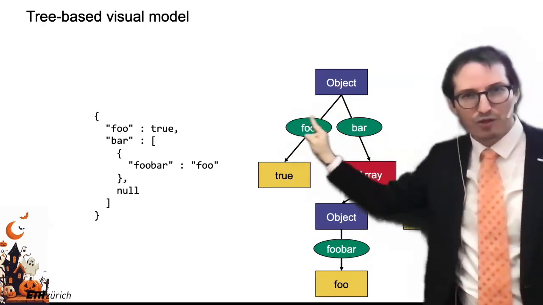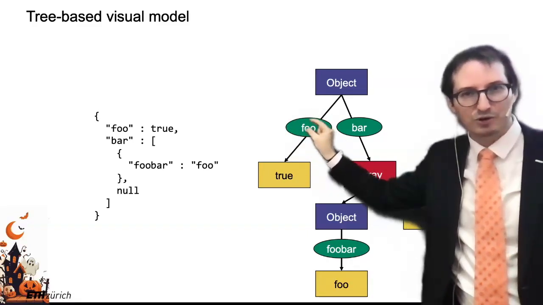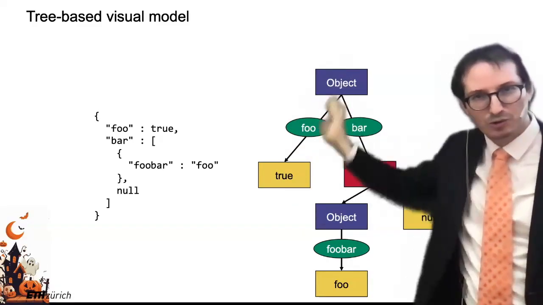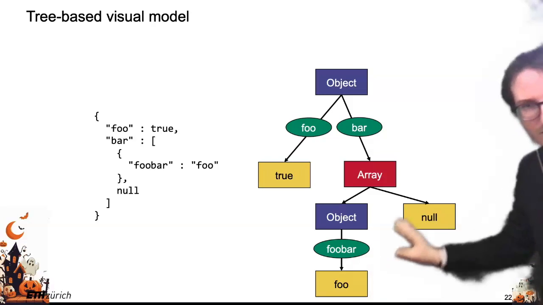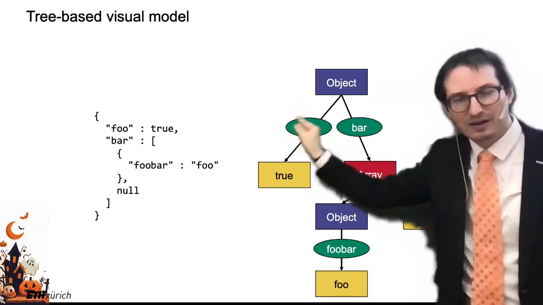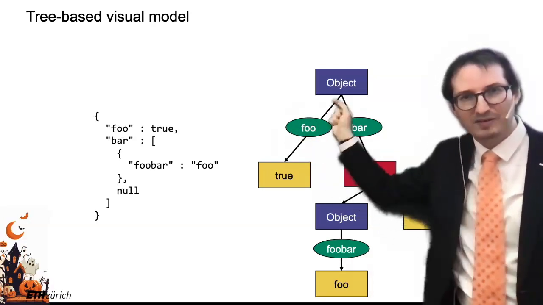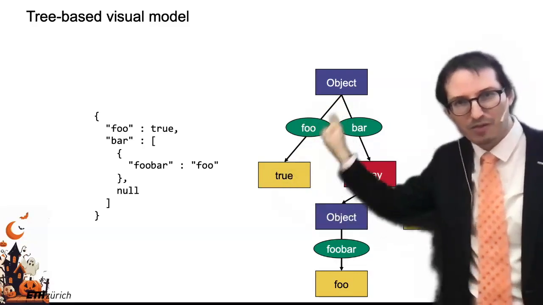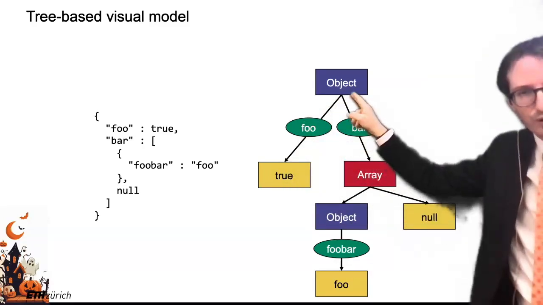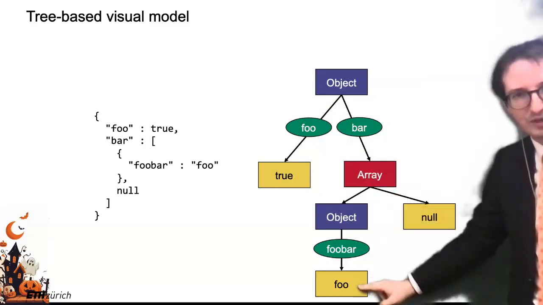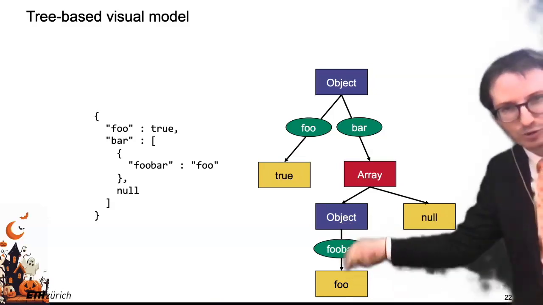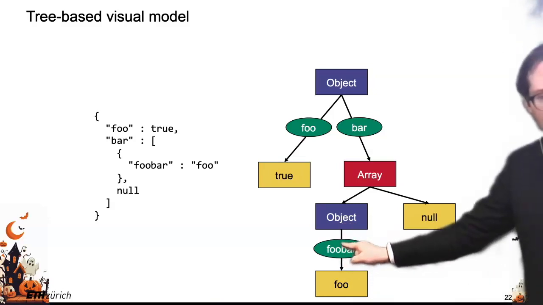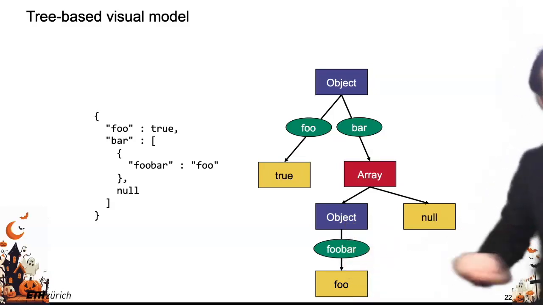Now, a comment: the keys here are not nodes. These are just labels on the edges. This is a node. All the rectangles are my nodes, right? And these little circles, ellipses, are basically just labeling the arrows that come from an object to one of its values, right? Every time you have an object, you label the arrows that come from here to here.